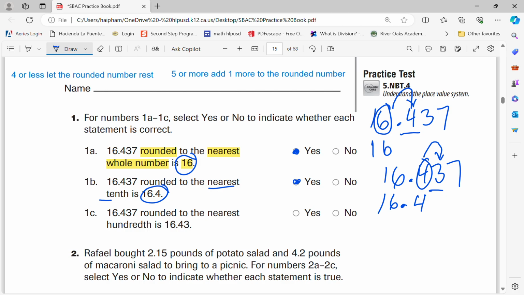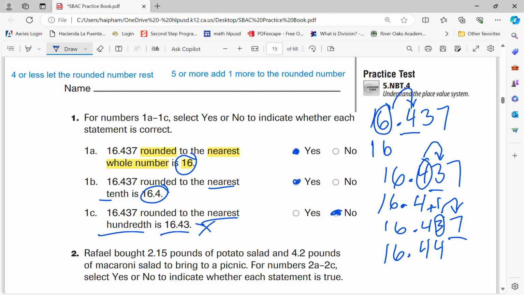And in the final statement, we have 16 and 437 thousandths rounded to the nearest hundredths place is going to give us 16 and 43 hundredths. Let's look at the hundredths place. It's a 3. The neighbor is a 7. When it's 5 or more, I should add one more to my rounded number, which would give me 16 and 44 hundredths, which makes this a false statement. So let's go ahead and mark no there.